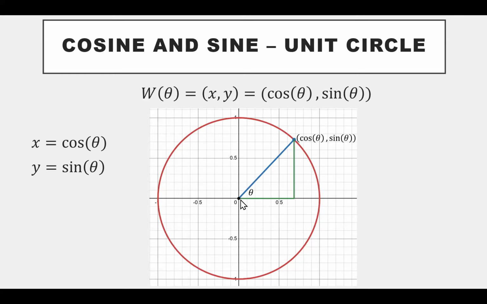And so every time we're on the unit circle, we have a triangle whose hypotenuse is of length 1, since the radius of the unit circle is length 1. So that's how we can define cosine of theta and sine of theta on the unit circle.